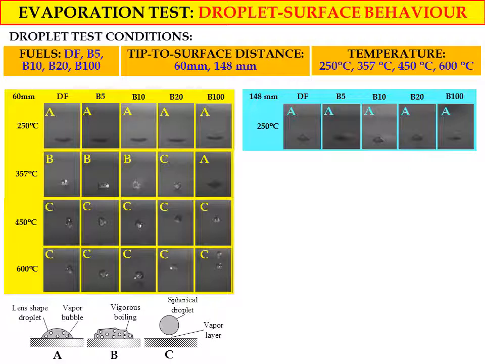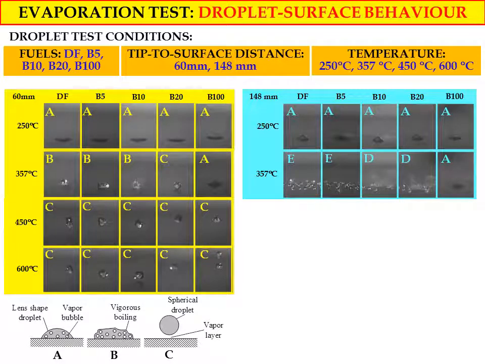Okay, next, the result obtained for tip to surface distance at 148 millimeters. So we increase the tip to surface distance. At a temperature of 250 degrees Celsius, we have similar behavior as the result I obtained for tip to surface distance at 60 millimeters. So all the tested fuels show the lens-shaped droplet, what I call lens-shaped droplet behavior.